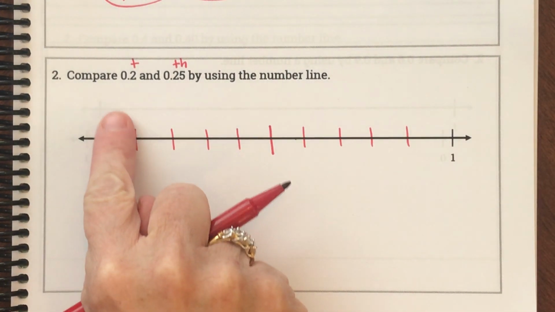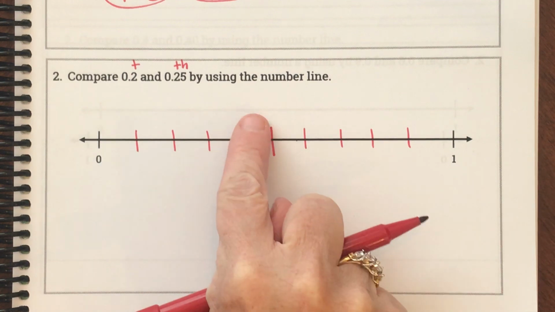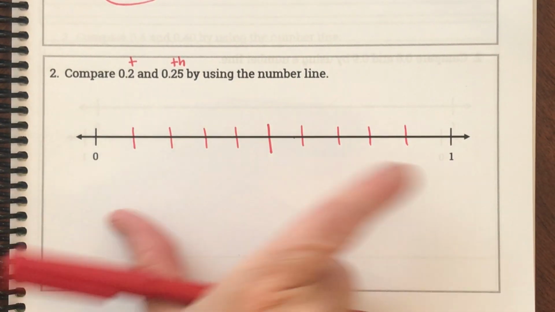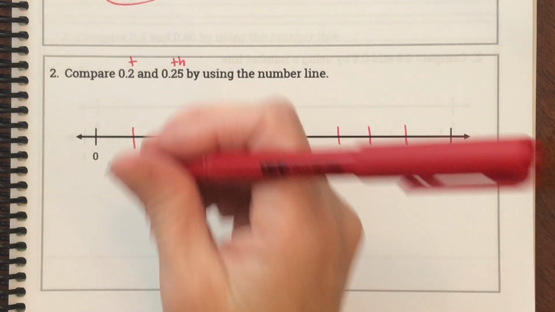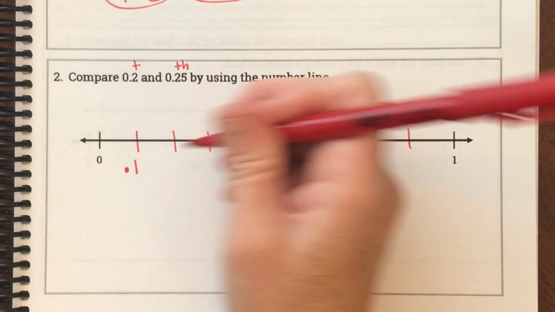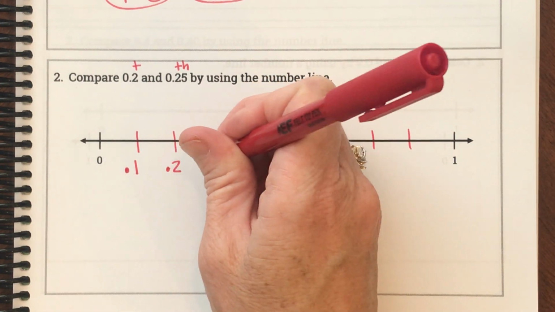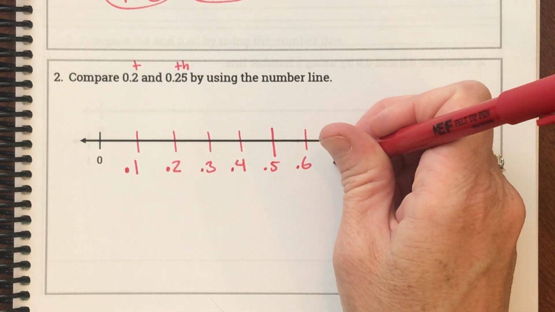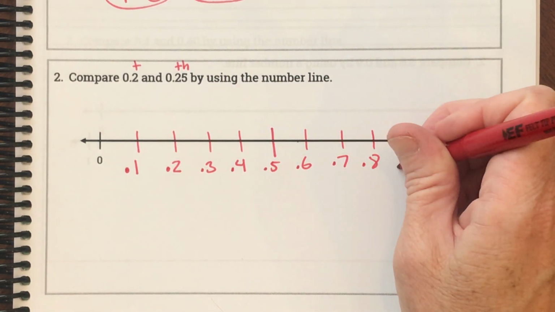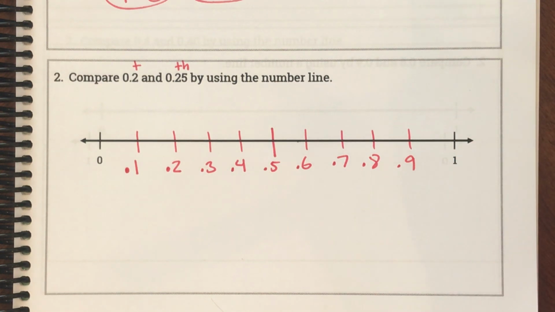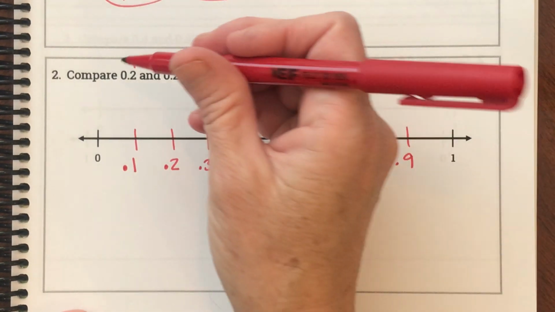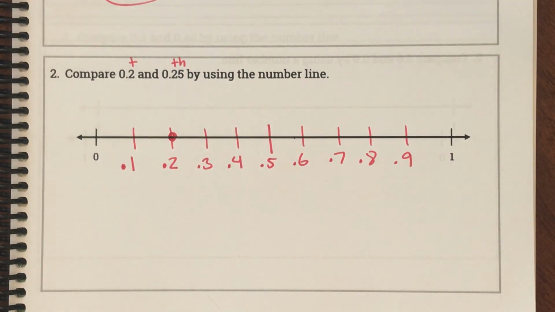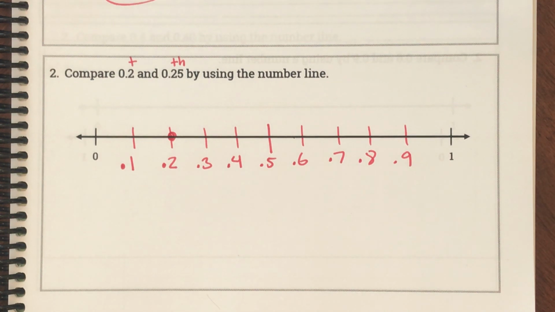So do I have 10 parts? Let's check. 1, 2, 3, 4, 5, 6, 7, 8, 9, 10. Okay, so I partitioned my whole one into tenths. So this would be 1/10, 2/10, 3/10, 4/10, 5/10, 6/10, 7/10, 8/10, 9/10, and 1. Okay, so I can now easily plot where 2/10 goes. 2/10 is right there. Okay, now this is where it gets a little trickier though.